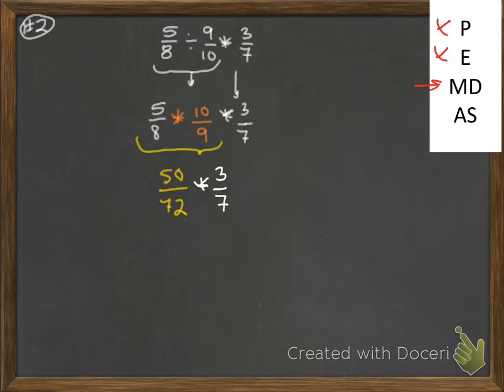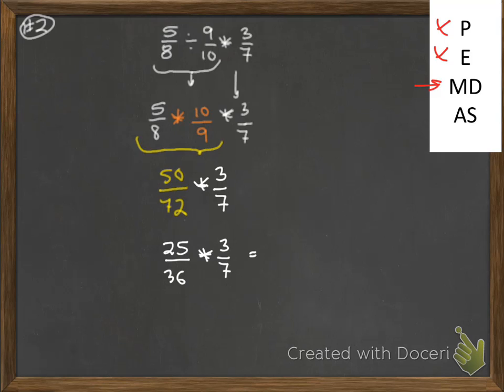50 over 72 can be reduced. They're both even numbers. So I could actually reduce that by dividing by 2 first if I wanted to. That would give me 25 over 36. Okay, again, if you want to do that first, or multiply and then simplify, it's up to you. I'm going to simplify first. It just makes it easier.